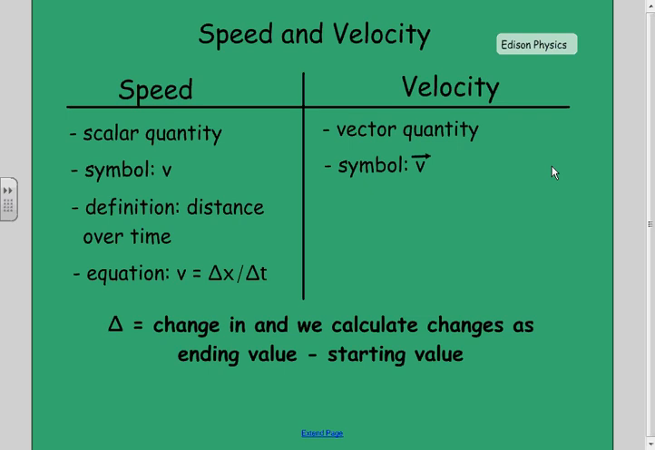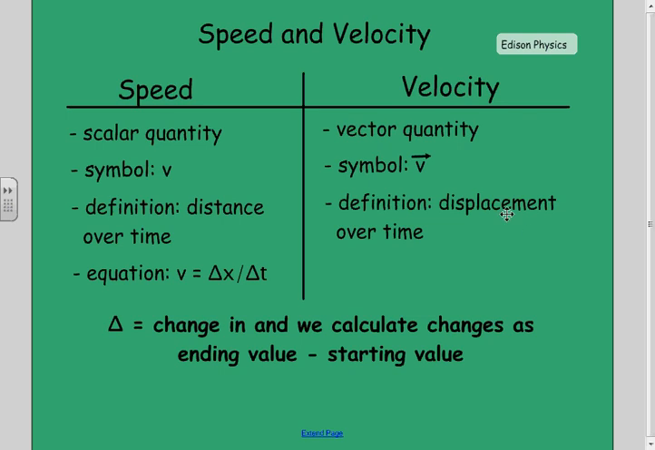Now in your textbook, what they'll do instead of putting the arrow on top of it is they'll make the vector be a bold letter and the scalar be a regular letter. So you might get used to seeing that in the textbook. All right, the definition of velocity: because velocity is a vector, the how far we want is not distance, it's displacement. So velocity is displacement over time.